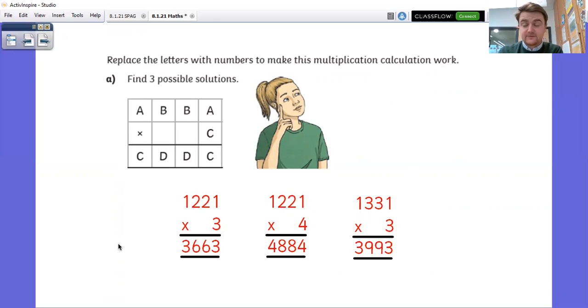You guys may have found a different answer to me. If you did, then do send it over to me because I do like trying to find new things here. But these were the sums I could find that had no exchanging and had C being the same in each one. Hopefully you guys enjoyed that.